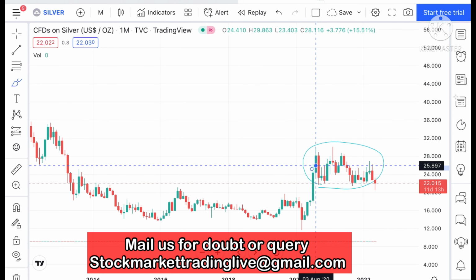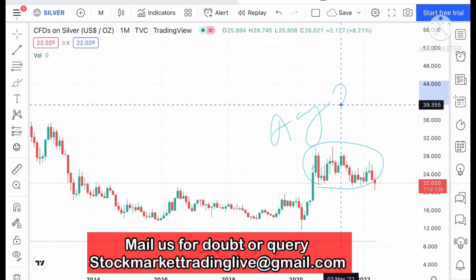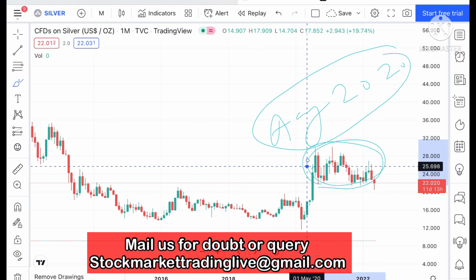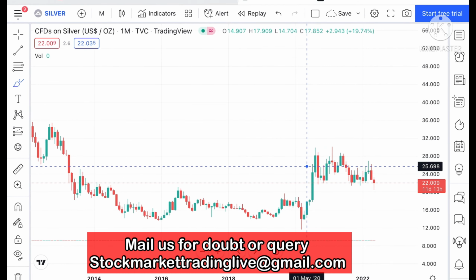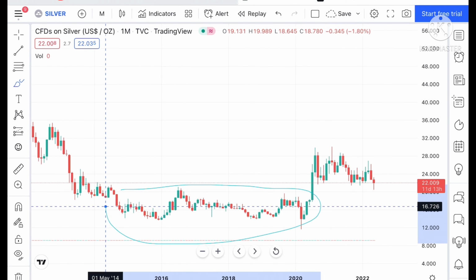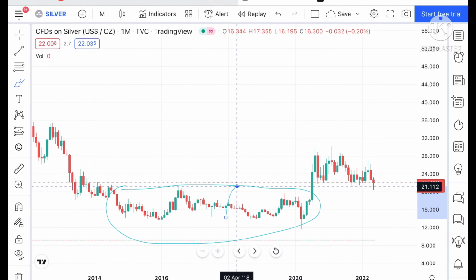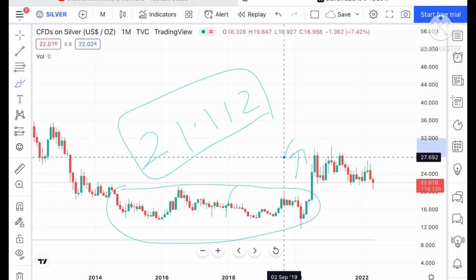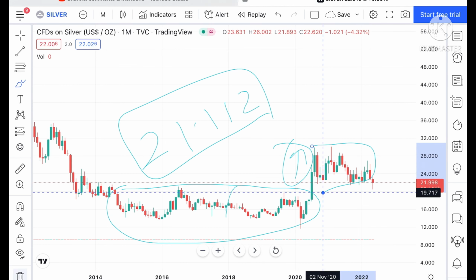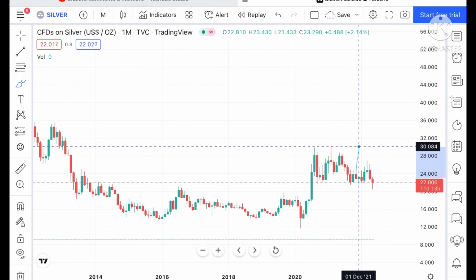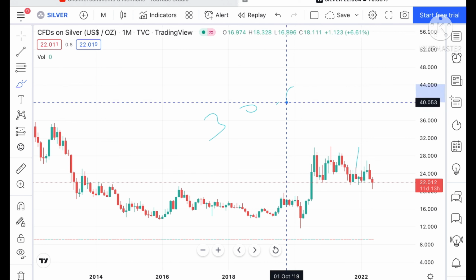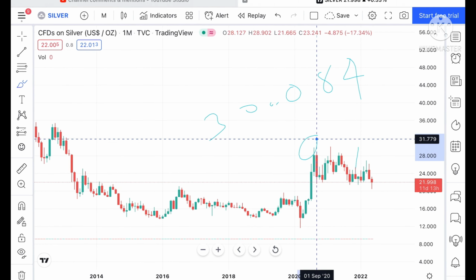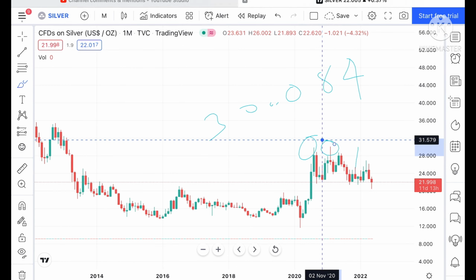Since August of 2020 we have seen that the market was moving in this particular range. Before that, this was the range, and this particular high was around 21.112. After this range broke upside, we have seen it come into this particular zone, and this high was also 30.084. But if you look at this chart, this 30.0284 is already being tested here.